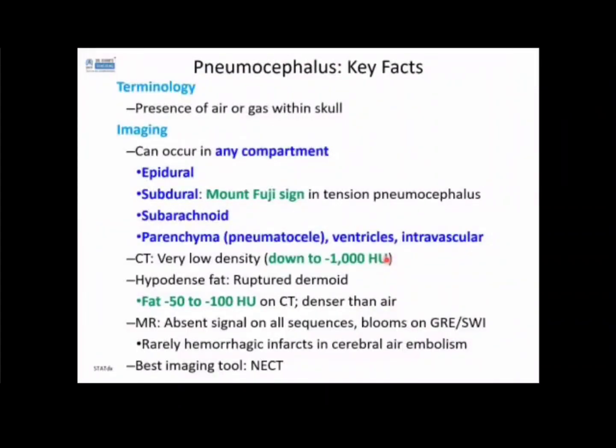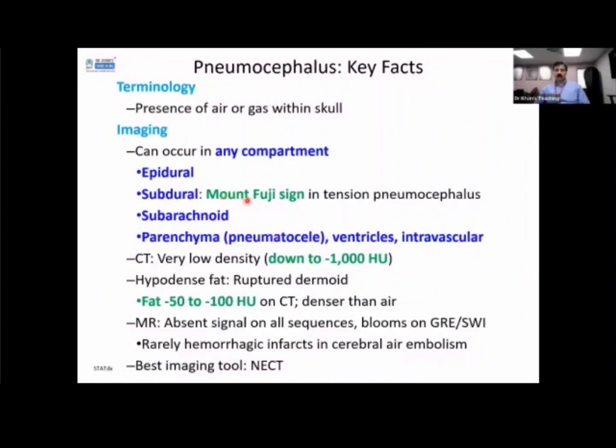Now, pneumocephalus. The key point is pneumocephalus can be in any compartment. Remember this concept. It can be in the epidural compartment, subdural, subarachnoid, and parenchymal. When it is parenchymal, just remember the word which we use in lungs, pneumatocele. So it is known as a pneumatocele. It can be in the ventricle, it can be in the vessels. You remember I showed you a jugular vein blood air bubble. Pneumatocele is important, but I'll come back to this point.